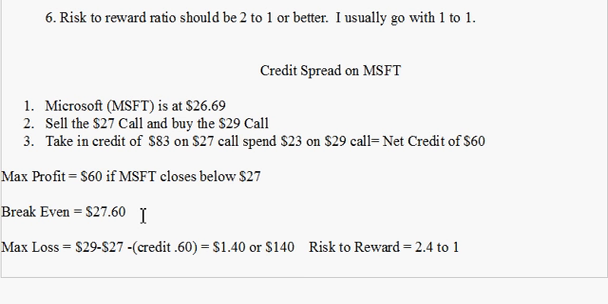So in this case, we're risking $140 to make $60. So the risk to reward ratio is a little bit higher than we want to go. It's about 2.4 to 1. So again, we're risking $140 to make $60, but we have about an 80% chance that this trade is going to be successful.